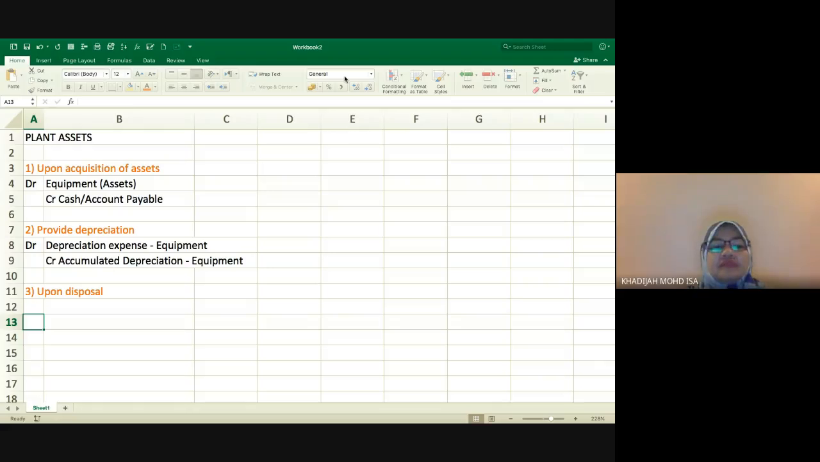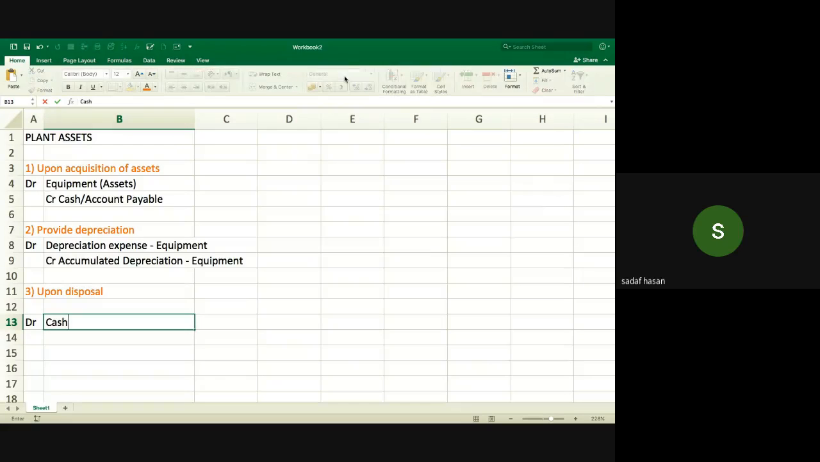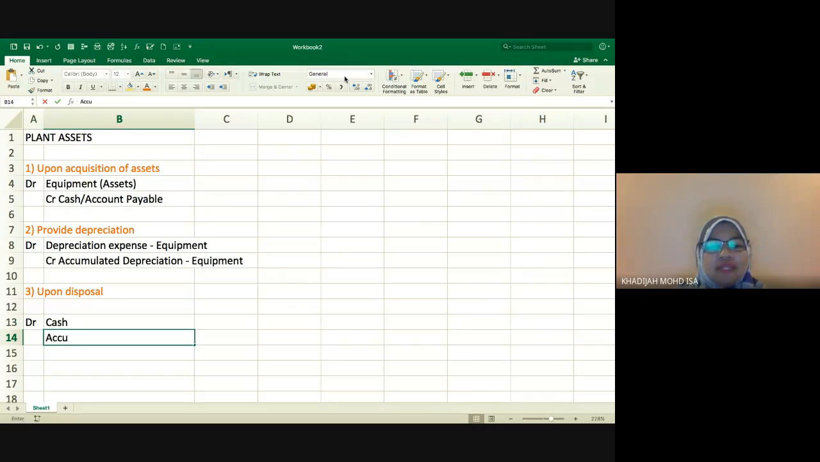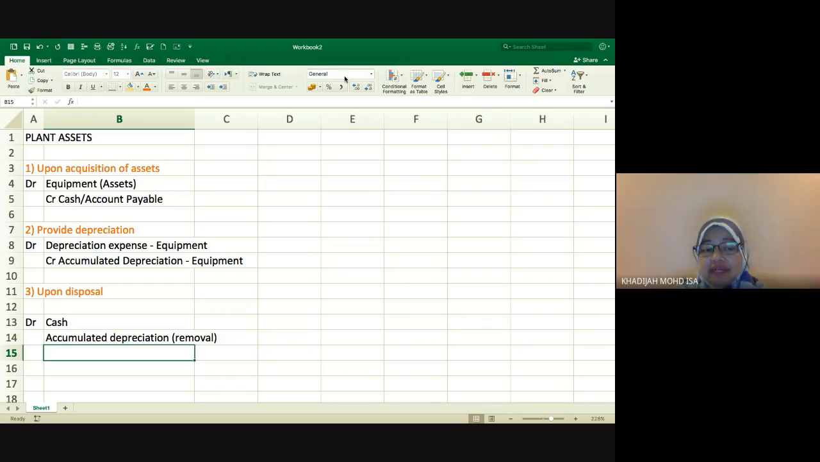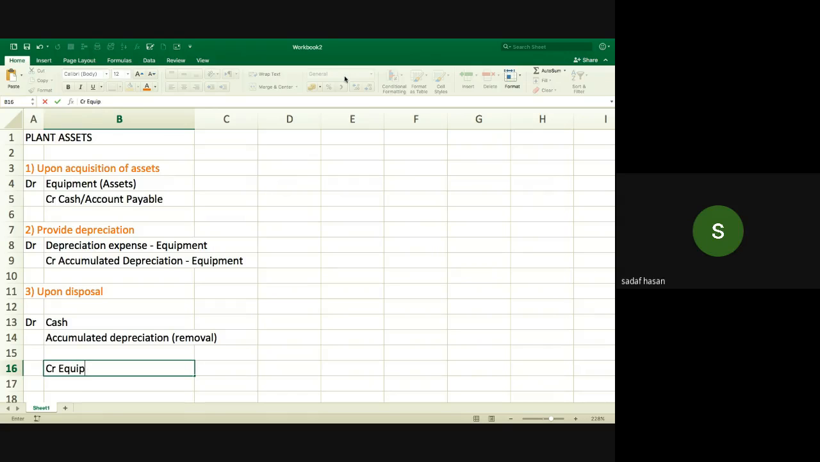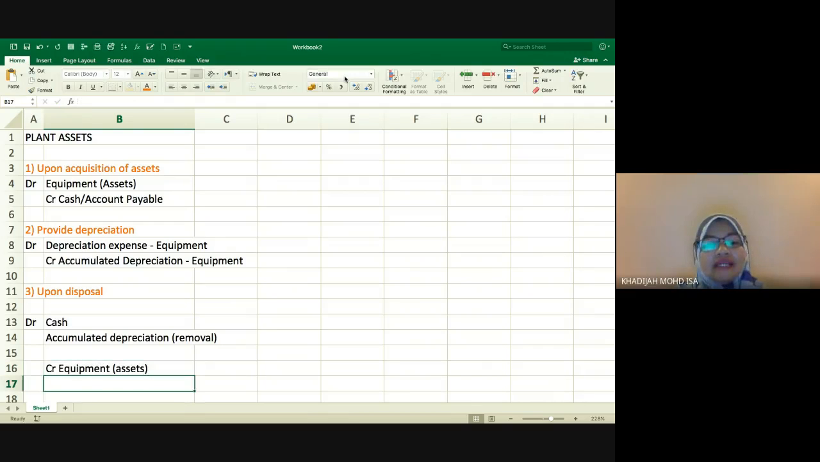So what happens upon disposal is that you're going to debit cash. And then you're going to debit your accumulated depreciation. Why? Because this one is removal. Accumulated depreciation is a credit account, but once you want to remove it, you're going to debit that account. The other one is credit: you're going to credit the asset account, the equipment. Why do you credit the asset? Because it's asset removal, because we're disposing of it.